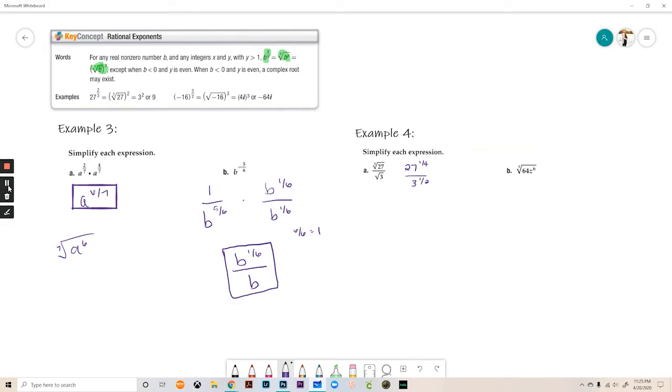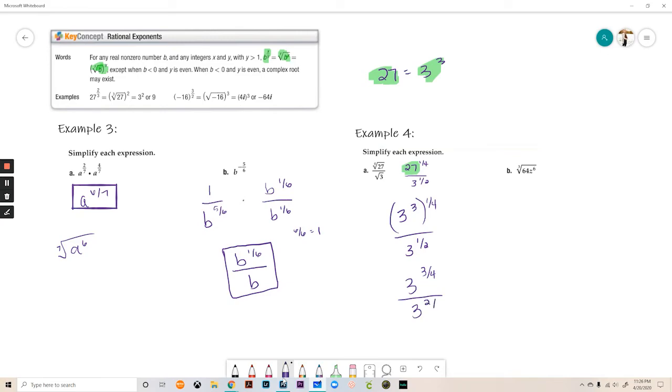What would be nice is if we had the same base, and then we can simplify the exponents, or we can combine the exponents that way. So we're trying to get 27 to the same base as 3. Well, 27 equals 3 to the 3rd. So what I'm going to do is I'm going to replace 27 with 3 to the 3rd. So this right here is now going to be 3 to the 3rd to the 1/4 over 3 to the 1/2. So this will become 3 to the 3/4 over 3.